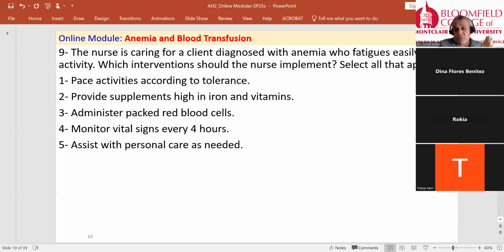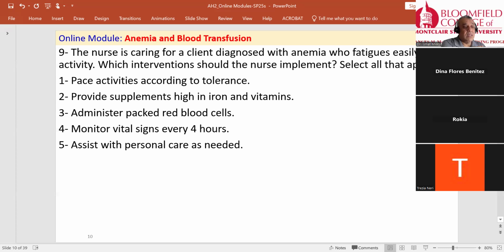Number 9. The nurse is caring for a client diagnosed with anemia who fatigues easily with activity. Which intervention should the nurse implement? Select all that apply. Number 1, pace activities according to tolerance. Absolutely, yes. Provide supplements high in iron and vitamins, red blood... no, because it's not saying more symptoms, only fatigues. Exactly. So we will go only with 1.